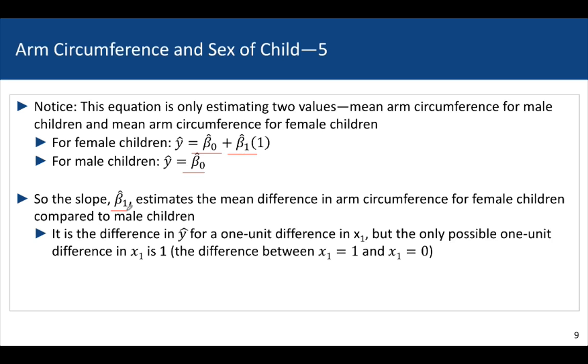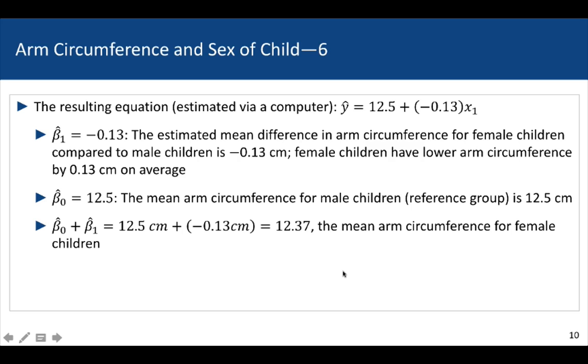So this slope, beta 1, estimates the mean difference in arm circumference for female children compared to male children. It is the difference in the estimated mean of y hat for a 1 unit difference in x1, as we've seen slopes are in general. But the only possible difference in x1 is a 1 unit difference, the difference between x1 equals 1 and x1 equals 0.